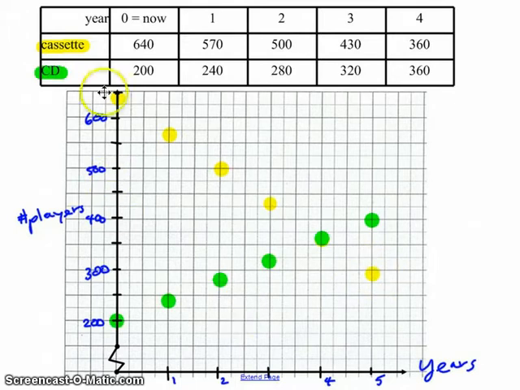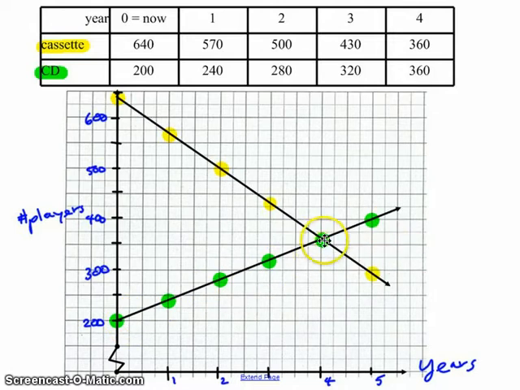Similarly, I've got the set of green data that I've labeled here, the CD player sales. In year 0, I sold 200 CD players, so there's that dot. In year 1, I sold 240. In year 2, 280. There's 2 and 280, and so on this way. And notice that this yellow path and the green path cross each other right here, which shouldn't surprise you. That crossing point right there, that is that 360 value that we said would happen in year 4.